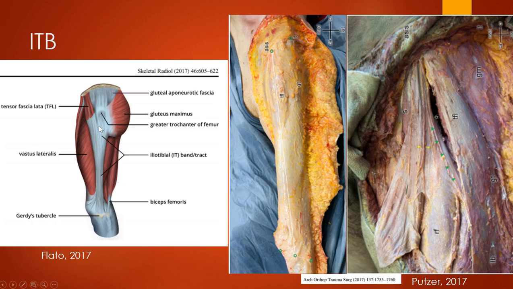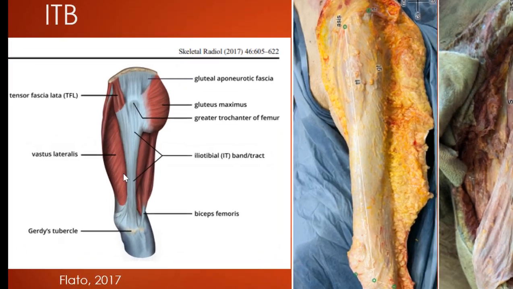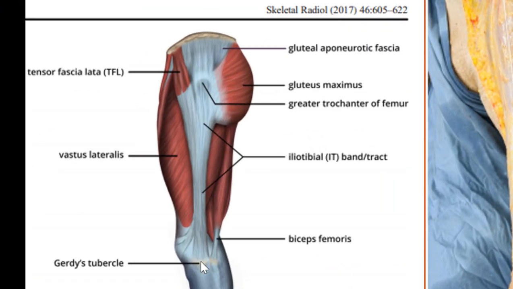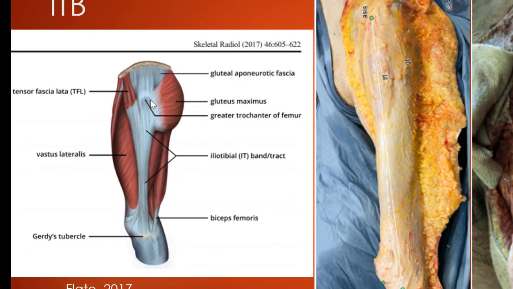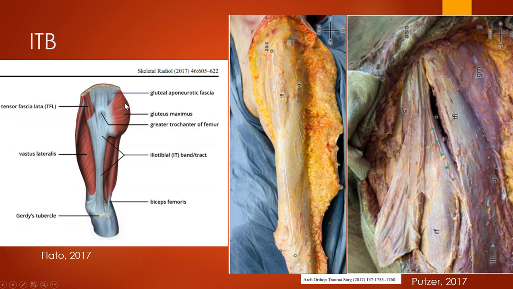It's a thickened aponeurotic band which runs all the way from the iliac crest all the way to the knee. It's important to know that this ITB is not fixed to the greater trochanter, it's freely mobile, and it's connected intimately with your TFL muscle, your tensor fasciae latae, and also the gluteus maximus muscle posteriorly. So they form the superficial layer of the hip.